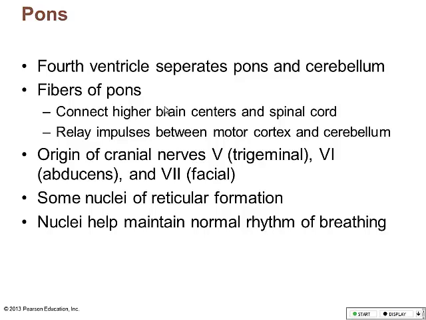And the facial, cranial nerve 7. We see some nuclei here for the reticular formation. Again, that awareness road. And some nuclei here in the pons are going to help with your breathing rhythm. Speed it up, slow it down. Why would I need to speed up and slow down my breathing?